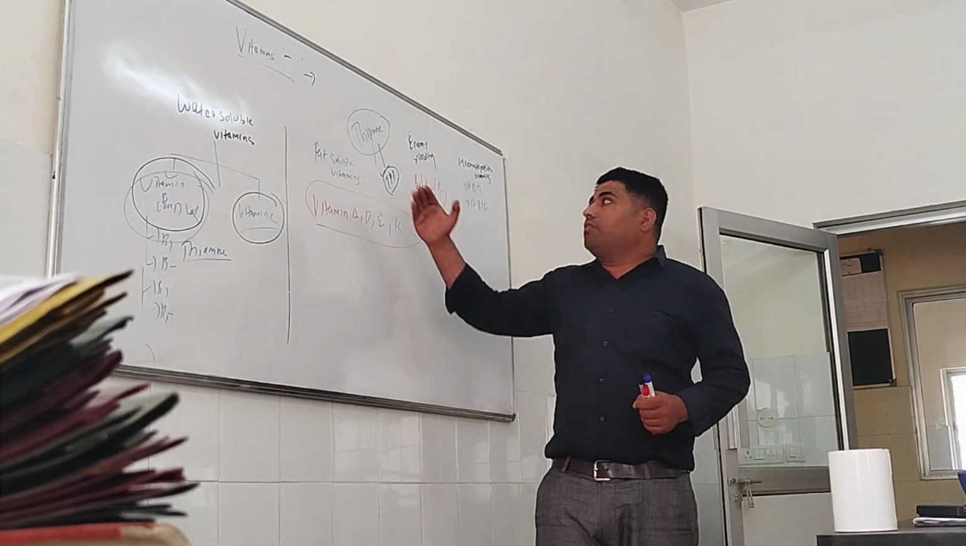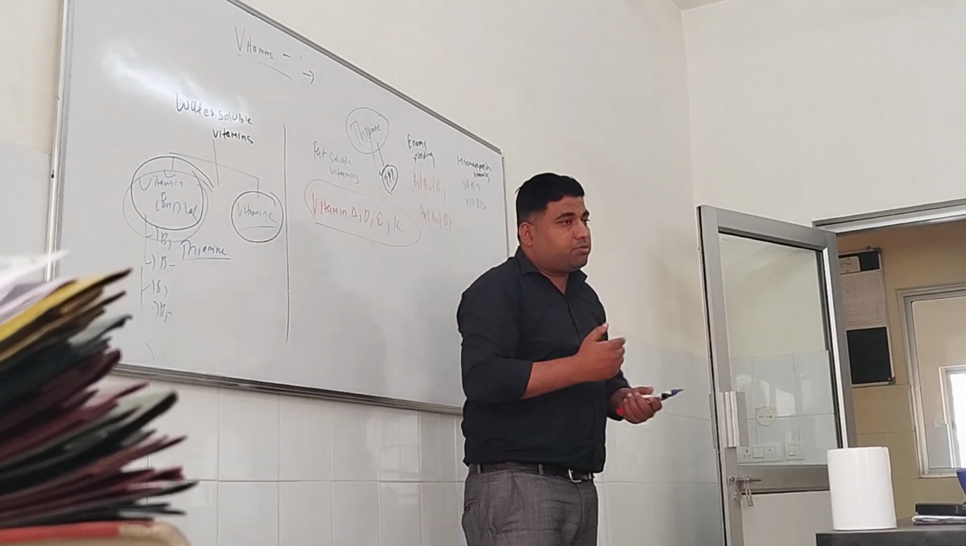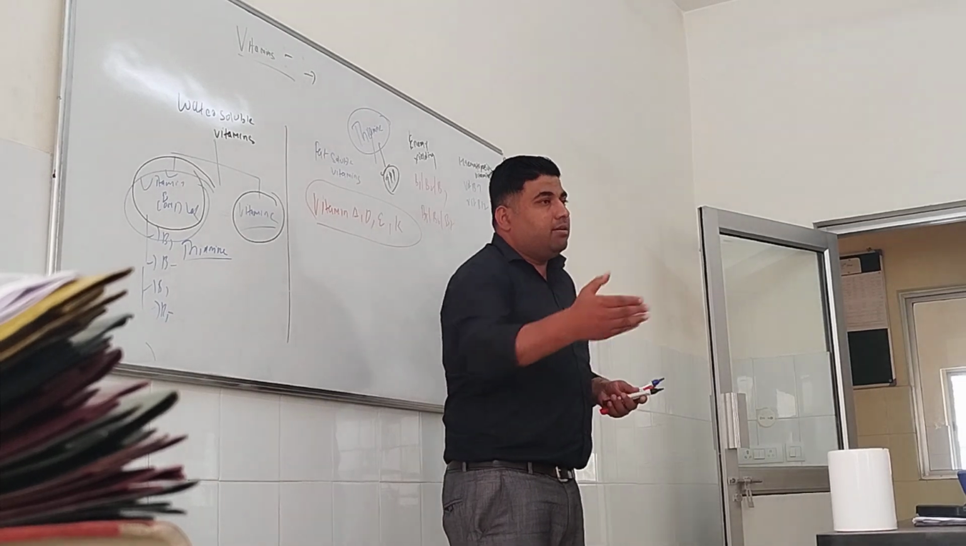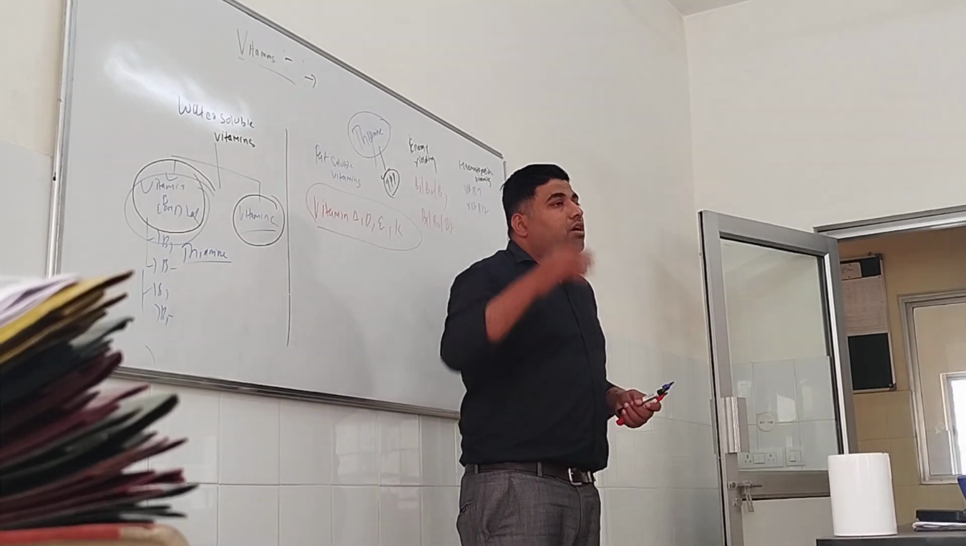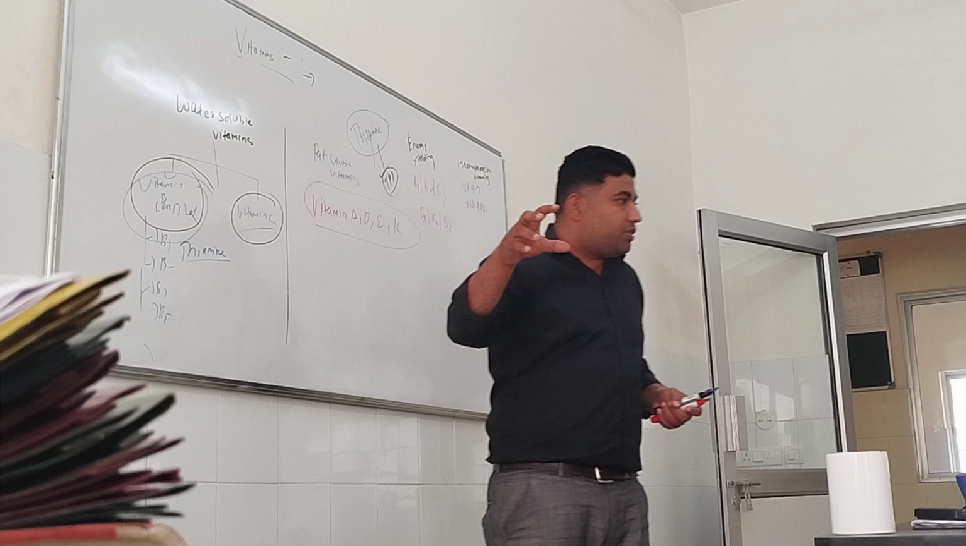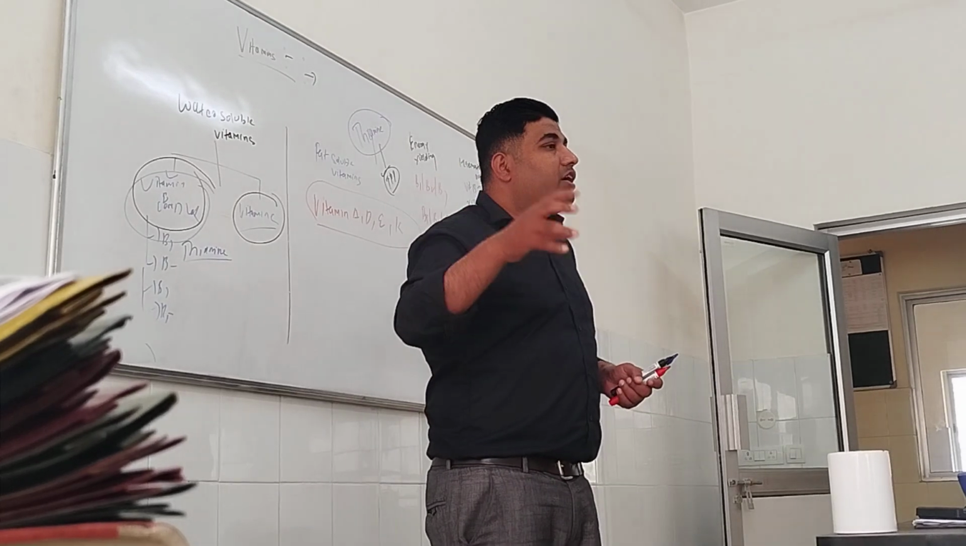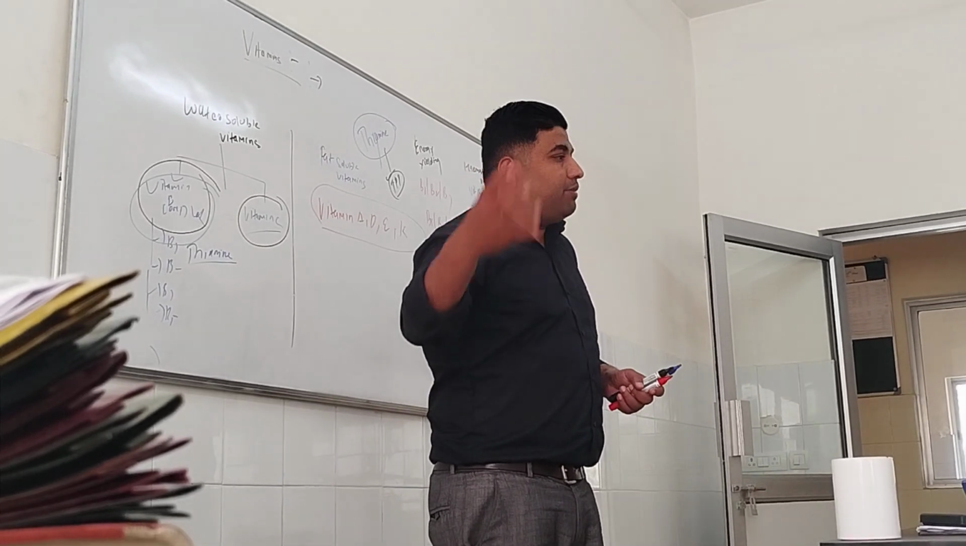Similarly, we have riboflavin. Riboflavin's derivatives are FAD and FMN. Those are also coenzymes of different metabolic pathways that yield ATP. So it is called an energy yielding vitamin.